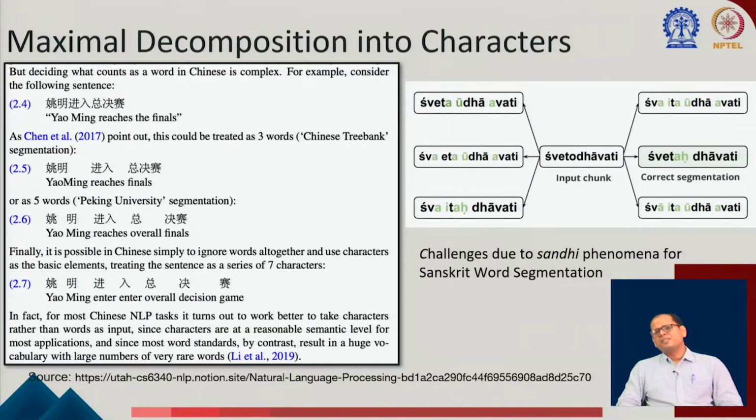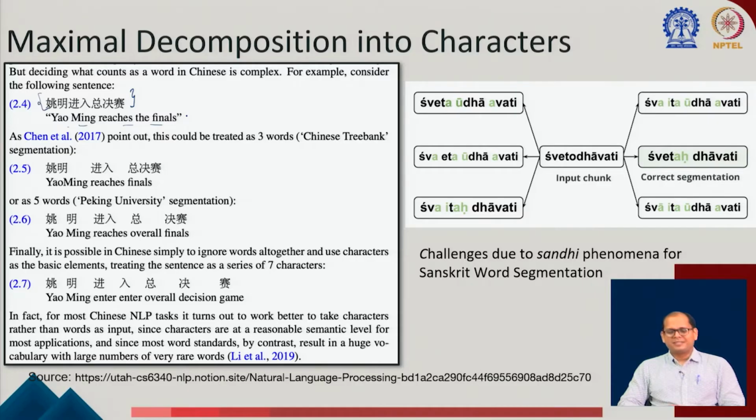Now one option is that you can decompose them into characters, the smallest possible unit, like this example from Chinese. Why I am also showing Chinese is because, unlike English, you don't use white spaces in Chinese. So this is a typical sentence in Chinese which has multiple words: Yao Ming reaches the finals.